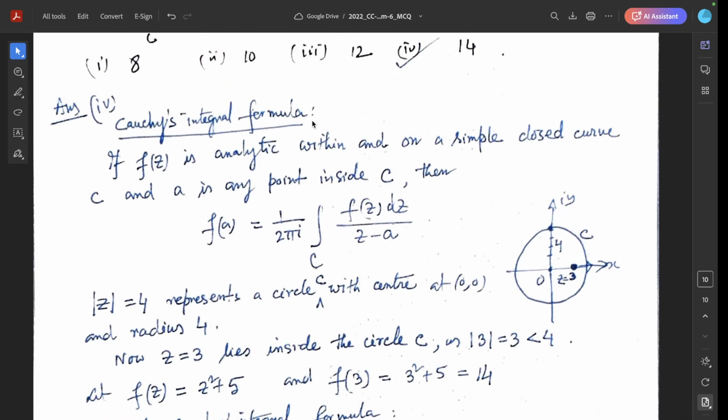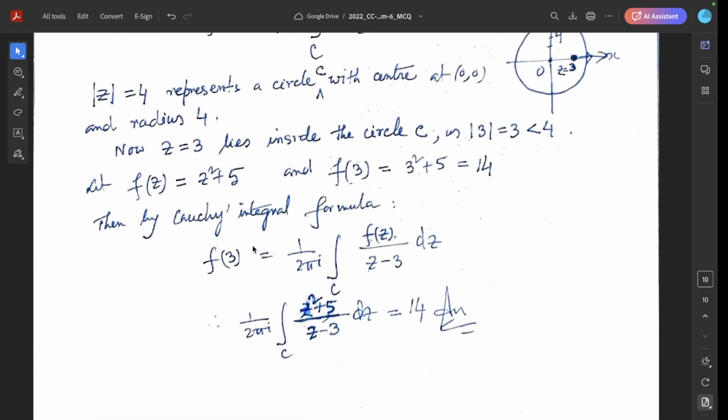So by Cauchy's integral formula, as a is an inside point of C, f(a) equal to 1 by 2 pi i integration of f(z) by (z minus 3) dz. Here f(z) is equal to z square plus 5. So f(a), that is f(3), equal to 14. So the correct answer is 14.